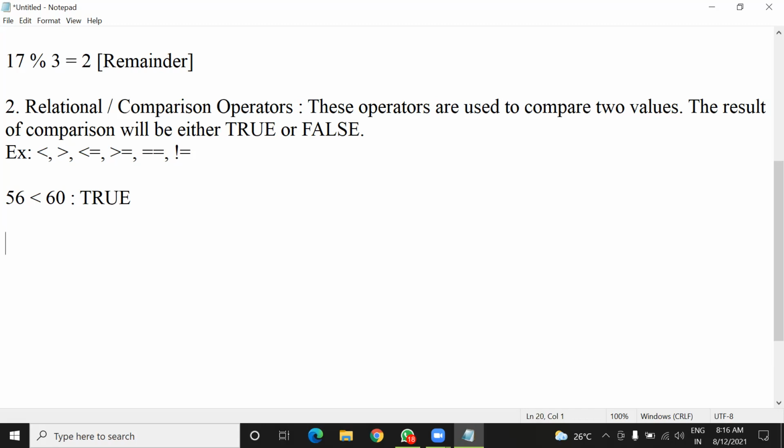Now in another example, if I write 67 greater than 70.